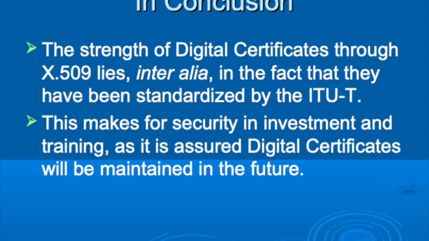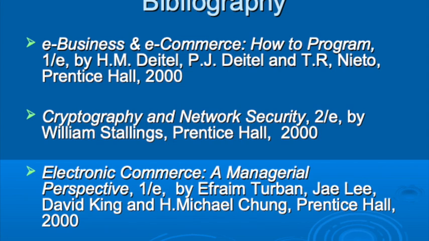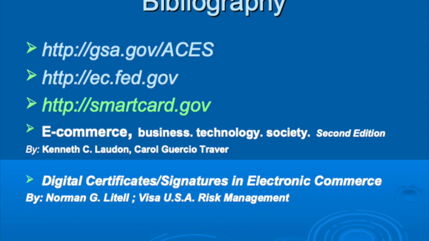So in conclusion, public key cryptography is used in message authentication and key distribution, whereas key management is achieved by digital certificates, which are a mechanism that enables distribution of keys to participants exchanging information. They ensure the confidentiality of these messages and the authentication of the participants. The strength of digital certificates through X.509 lies, inter alia, in the fact that they have been standardized by the ITU.